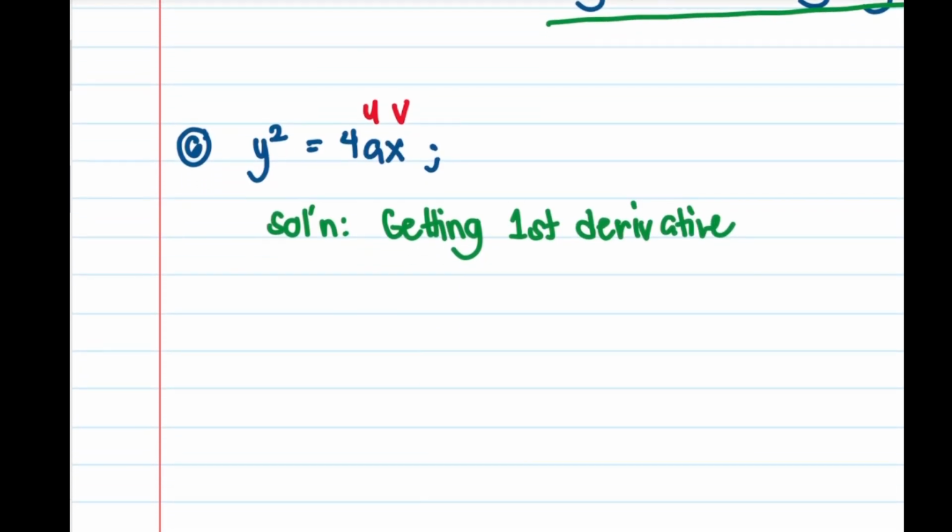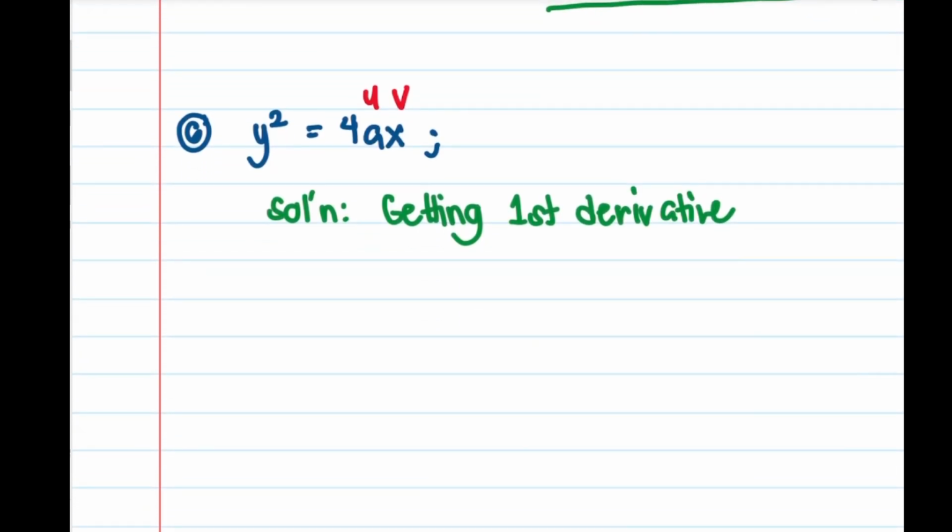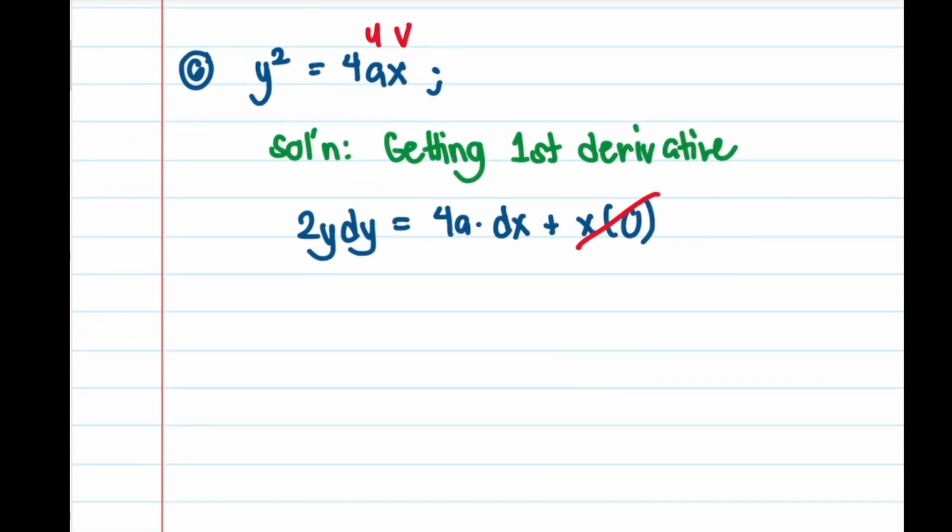So getting the first derivative of this equation will yield 2y dy is equivalent to 4a multiplied to dx plus x. The derivative of a constant is 0, so therefore this one will be cancelled. And then the equation will be 2y dy equivalent to 4a dx.